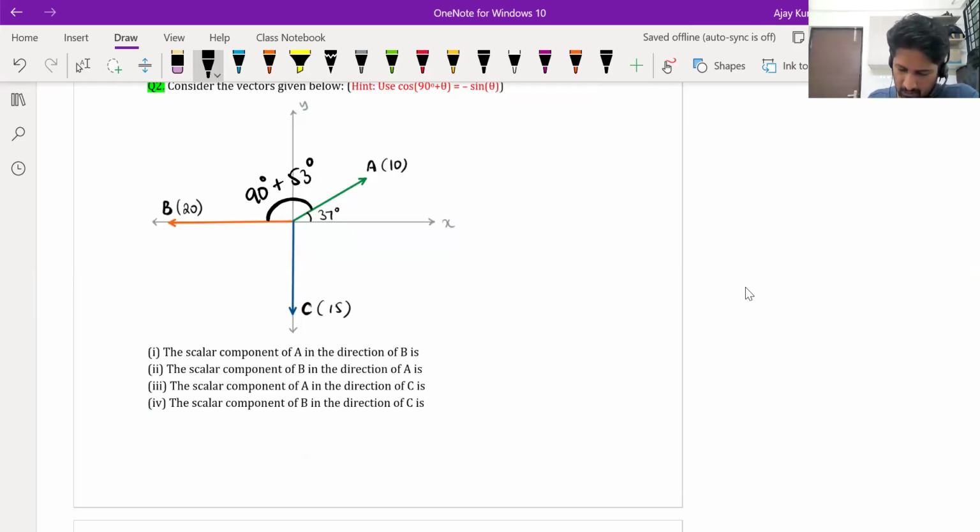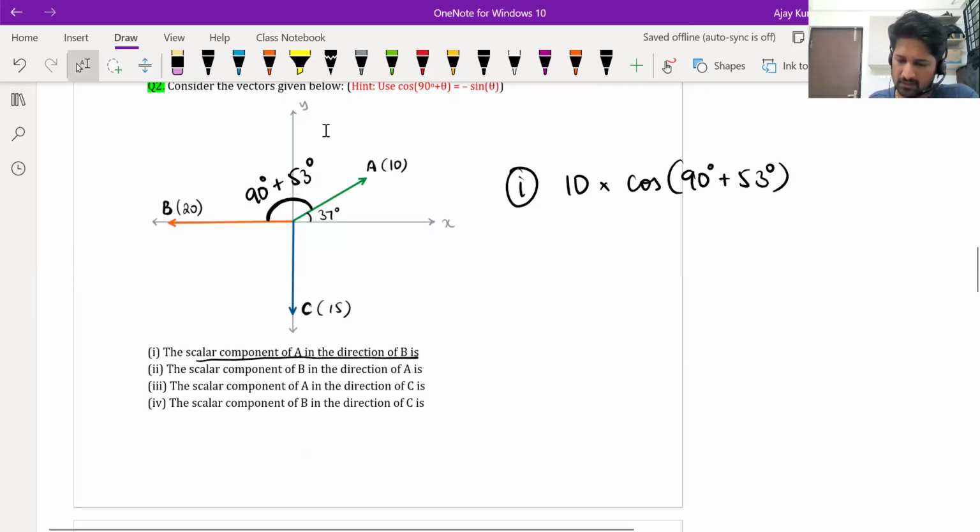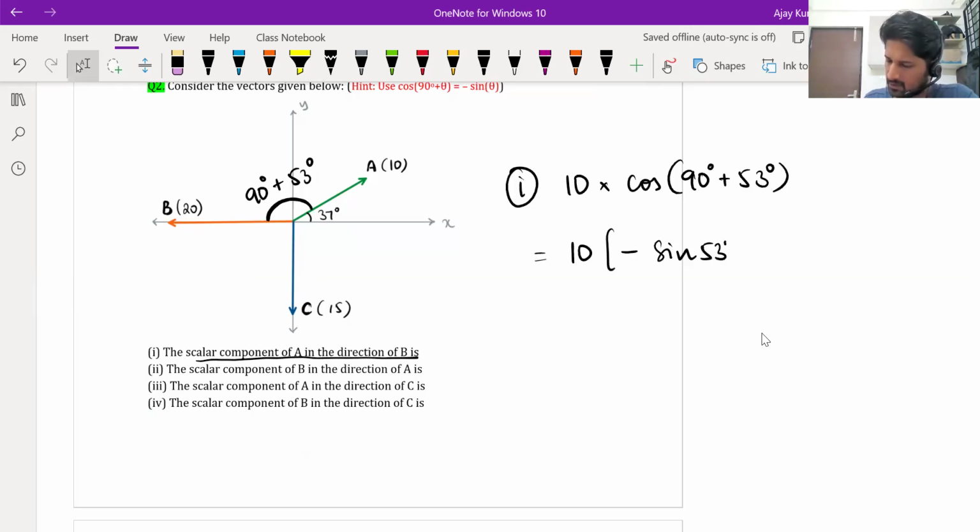Now, if you need scalar component of A in the direction of B, the formula is A cos theta. The magnitude of A here is 10 units multiplied with cos of 90 degrees plus 53 degrees. And this was given to you in the worksheet. Use cos 90 plus theta is equal to minus sin theta. So this becomes 10 multiplied with minus sin 53 degrees, because cos in the second quadrant becomes negative. And sin 53 is 4 by 5. 10 into 4 by 5 becomes minus 8 units.